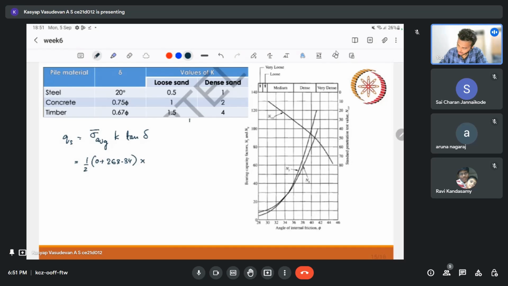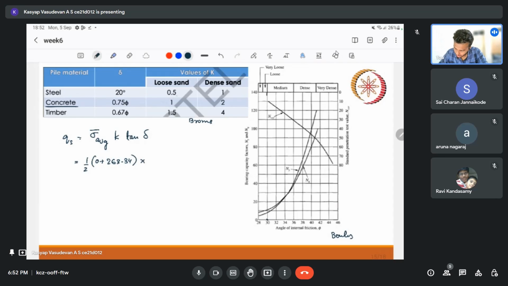So Bowles, what he did was he gave the values for loose sand and dense sand as well as the delta values. So here we are dealing with concrete. So this is the column. So first we have to decide whether our sand is loose sand or dense sand. So in this table, this is also given in Bowles. So our particular angle is 30 degree, which comes under loose. So taking it as loose, even you can take it as medium, but worst case scenario, let us take it as loose.